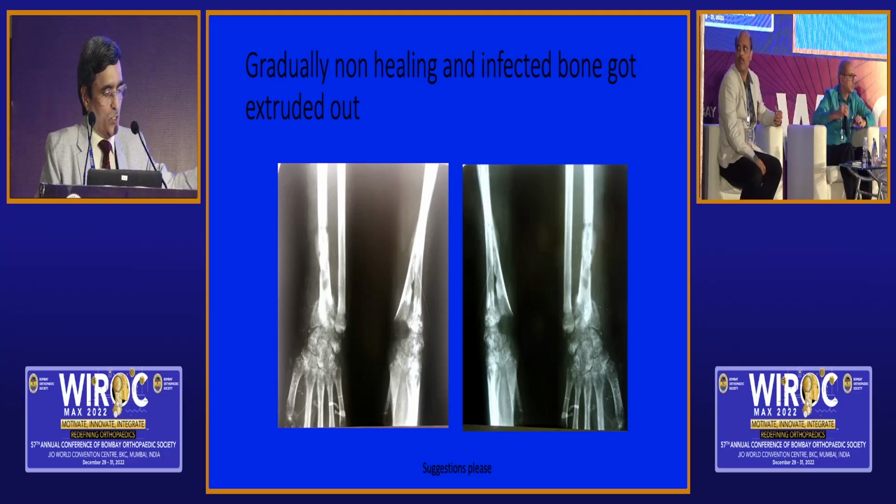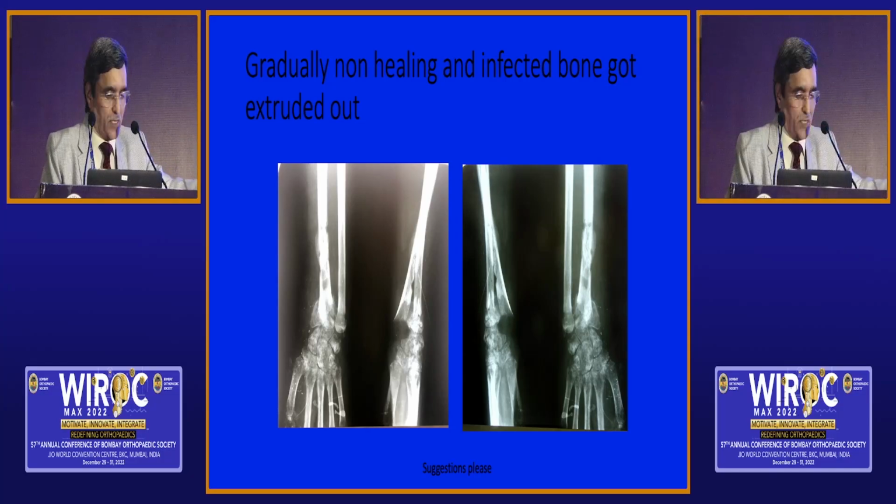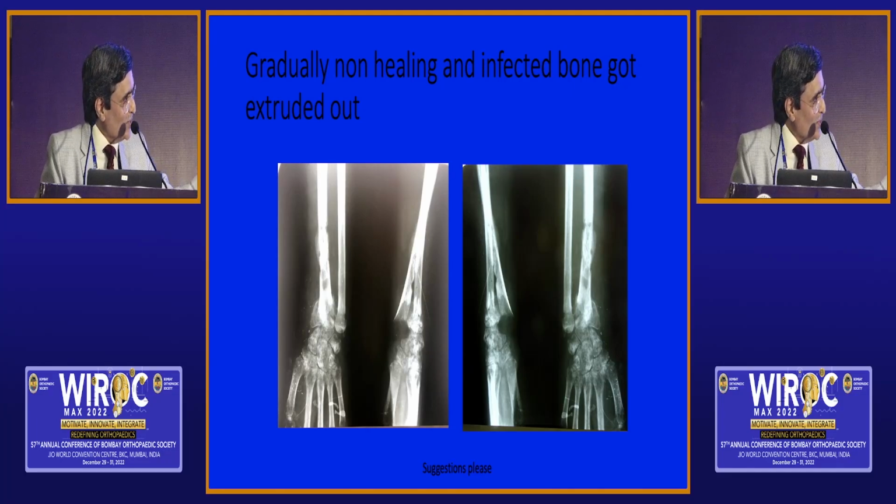Okay. So this was the picture when the fixator was removed, and the patient was continued with dressings, etc. Now the whole necrotic distal end radius is coming out of the wound and it is now exposed to the exterior. The whole distal end radius has become necrotic, it is sequestrated and is out. Now what would be your strategy?